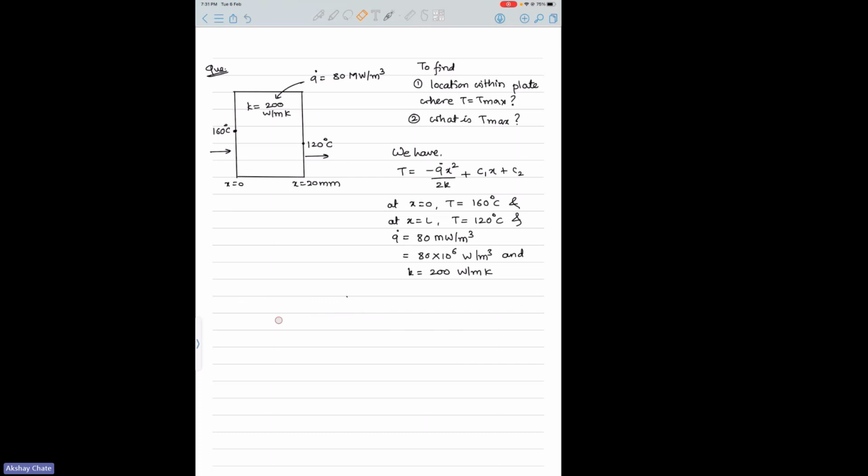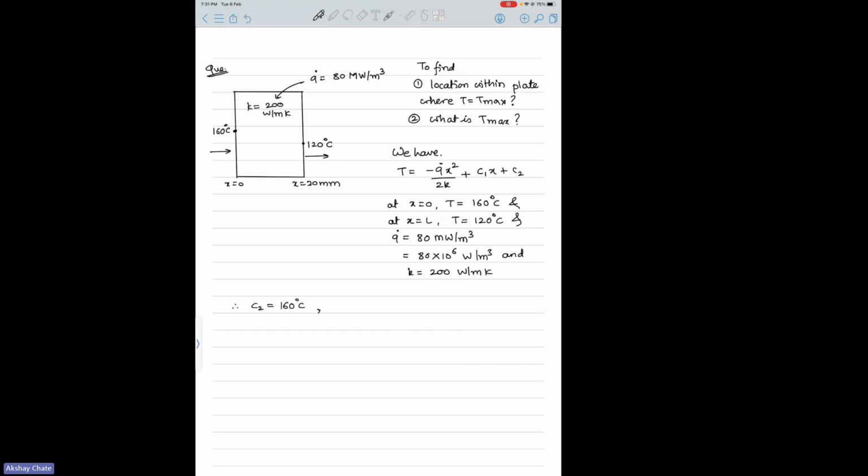We'll come back to this later. So now let's put x equal to 0. Therefore, from the first boundary condition, at x equal to 0, T is 160. You get C2 as 160 degrees Celsius.